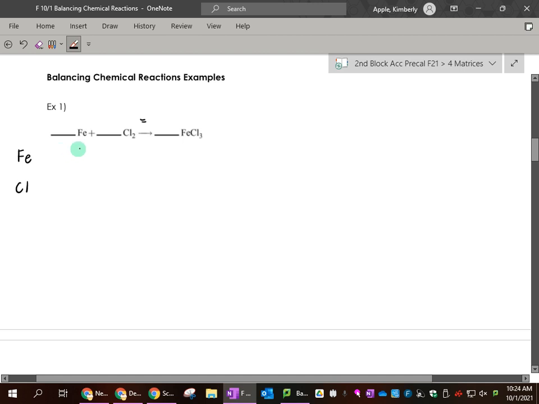So in this first part right here, I've got 1 iron and 0 chlorines. In this second part, I have no irons and 2 chlorines. And in this part right here, I have 1 iron and 3 chlorines. And I imagine that this is my equal sign, right? So when we're writing an augmented matrix, that's kind of what that represents, okay?